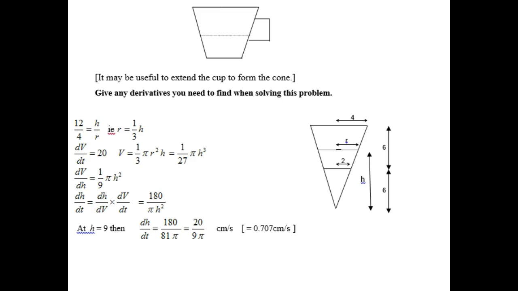For this excellence question, the key to it really was to extend the cup down to a point, and that forms two similar triangles, and that's where we're going to get our ratios for R and H from. And following through our working, we end up with dH/dt is 20 over 9 pi. Again, any questions, ask in class.